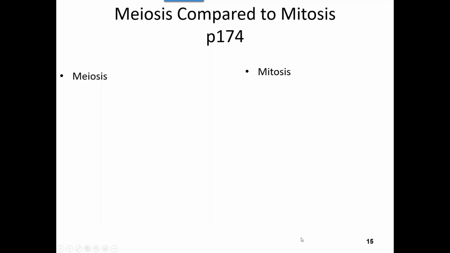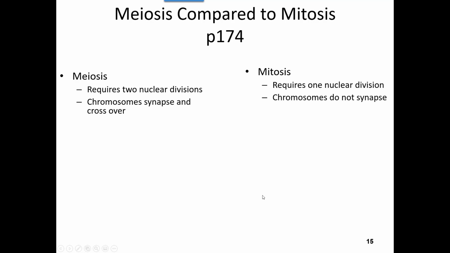In meiosis, you have 2 divisions. You have that Meiosis I and Meiosis II. Mitosis, you just have one nuclear division. There is no mitosis 1 or mitosis 2. In meiosis, the chromosomes are going to synapse, they're going to pair up together, and you can have that crossing over occur. Where in mitosis, none of that happens, no pairing up of chromosomes.